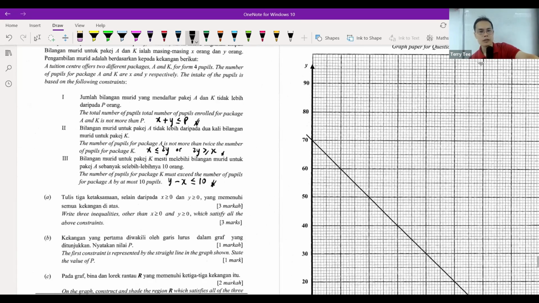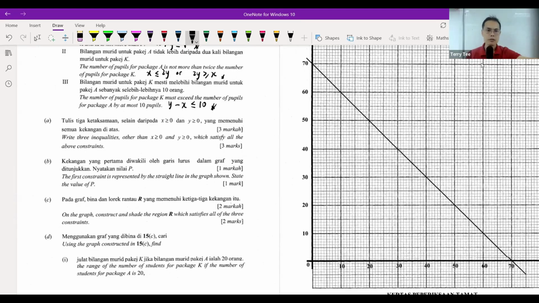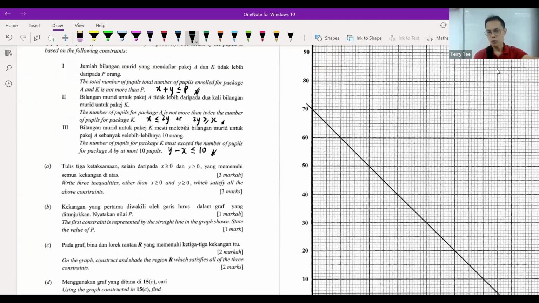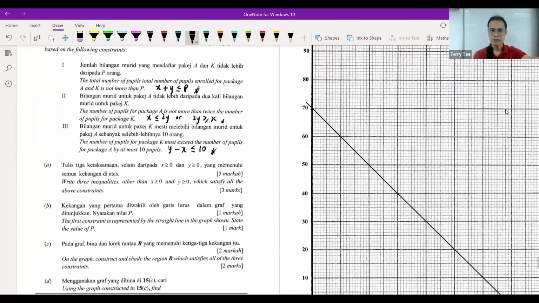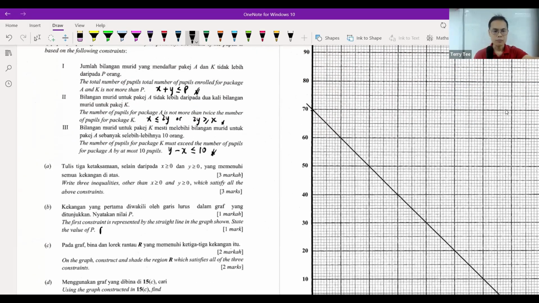All right. Now they say the first constraint is represented by a straight line shown in the graph, right? So state the value P. Very simple. Your X plus Y is less than or equal to P. So we know at the X-axis Y is 0, at the Y-axis X is 0. This is 70, and you can see the other one is also 70. So we straight away say P is 70. No need to do anything else. If you want, you can write X over 70 plus Y over 70 equals 1, X plus Y equals 70. Therefore, P is 70.